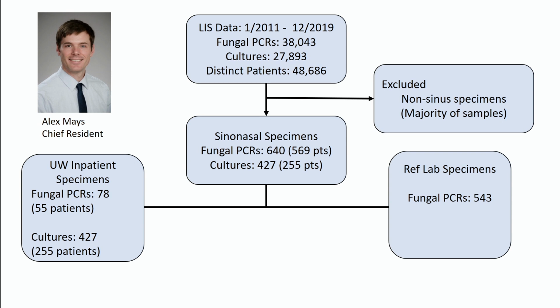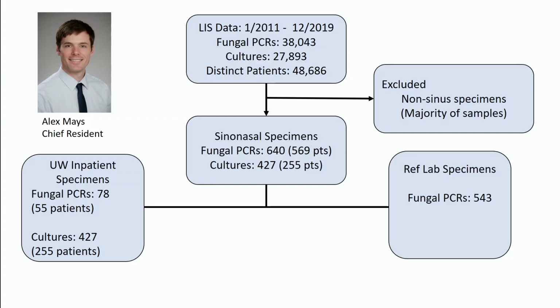But we pulled data from the LIS from 2011 through 2019 inclusive, which represents all the fungal testing that we've done. It includes about 38,000 broad-range fungal PCRs and 28,000 fungal cultures, representing nearly 50,000 distinct patients. We excluded the vast majority of these because they are not from the paranasal sinuses, and that was really where we were trying to limit our focus.